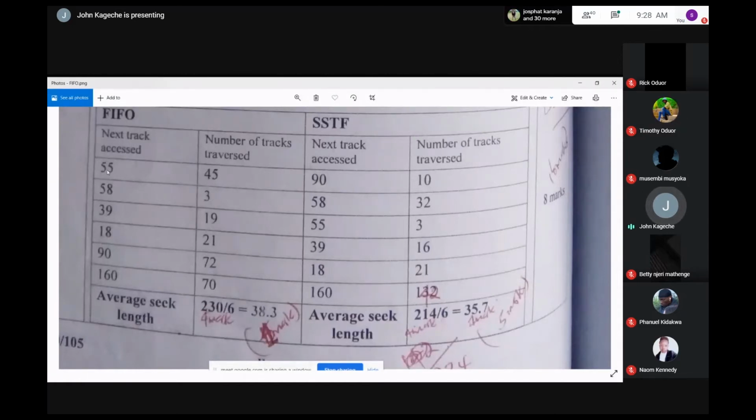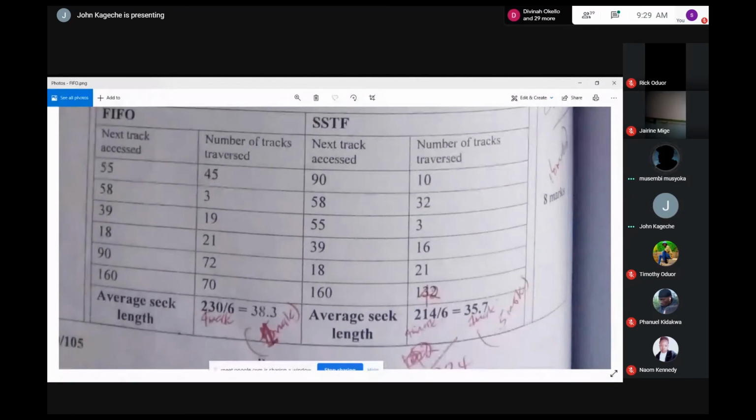And then you're now at 55. Moving to 58, how many tracks? 3. From 58 to 39, how many tracks? 19. From 39 to 18, how many tracks? 21. From 18 to 90, how many tracks? 72. And then from 160 to 70, how many tracks? 70. Now you're calculating the average seek length. So these are how many? 1, 2, 3, 4, 5, 6. You calculate the total, you divide by 6. You get the average seek length.